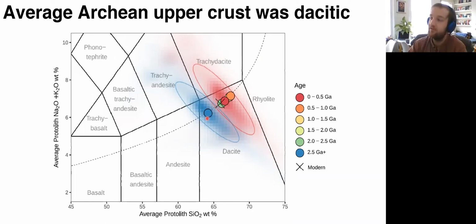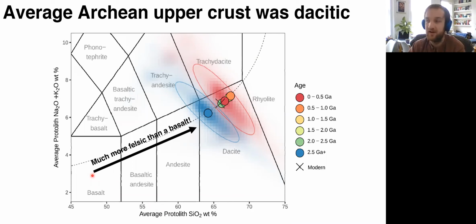So as you can see, this recreates the observation we saw previously of a slightly more mafic crust than the present day one. So older crust over here is a little bit more mafic. It's lower in silicon and lower in sodium and potassium than the present day crust. But notably, this crust is still really, really high in silica relative to other igneous rocks. For example, relative to a basalt, we've got maybe 17% more silica in our reconstructed Archean protolith composition than a basalt.